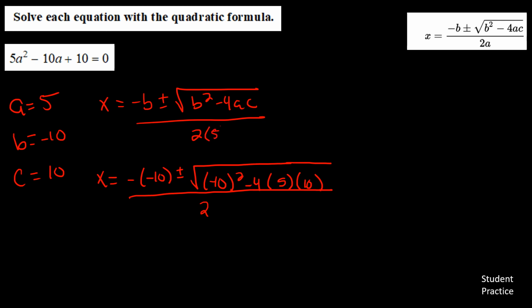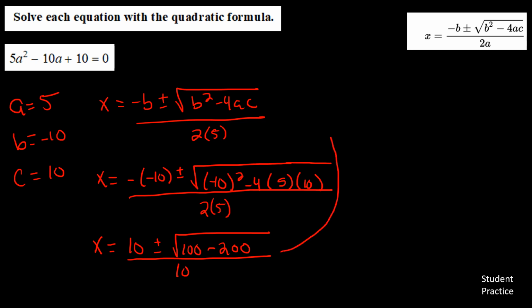Yes, and then we should have a 5 up here as well. 2 times 5. Sorry, I'm already dropping values here. So we need to be very, very careful here, because what's going to end up happening, we'll have X equals negative times negative is a positive 10, plus or minus the square root. Negative 10 squared is 100. And then we're going to have negative 4 times 5 is 20, negative 20. Negative 20 times 10 is negative 200. All of this over 2 times 5 is 10.